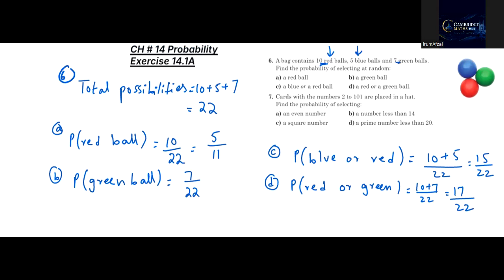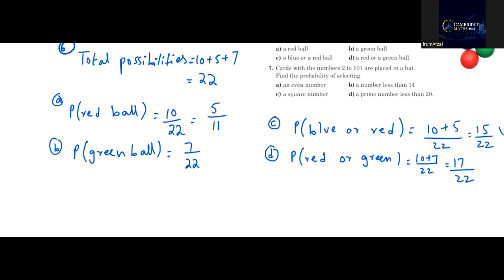Now let's move to part number 7. Here, cards with the numbers 2 to 101 are placed in a hat, and we need to find the probability of selecting certain cards. If the cards run from 2 up to 101, there are 100 cards in total, because one is skipped at the start and one is added at the end. So there is no need to count all the numbers from 2 to 101; just quickly work out how many total cards are in the box.